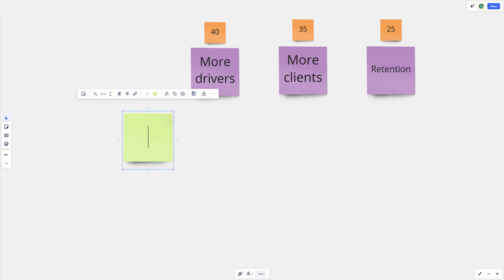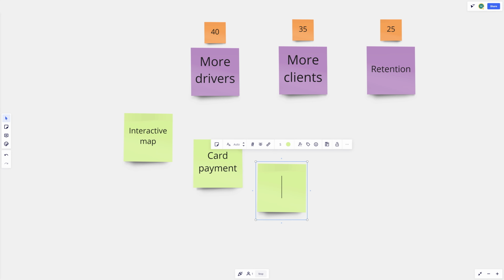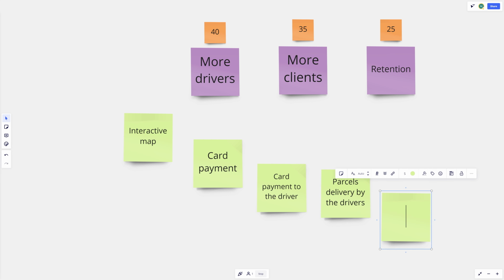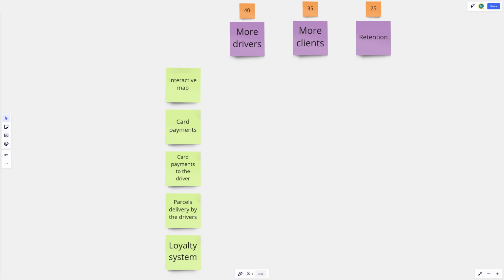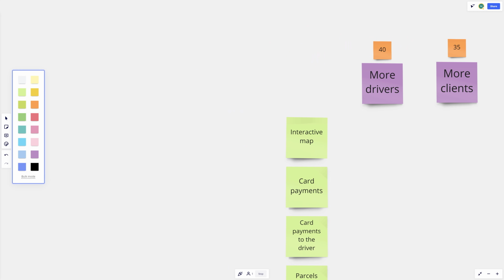Next, let's take some projects from our possible backlog. For example, let's take interactive map, card payments, card payment to the driver, parcels delivery by the drivers, why not? And the loyalty system. Okay, so for now, we have three criteria and five backlog items.